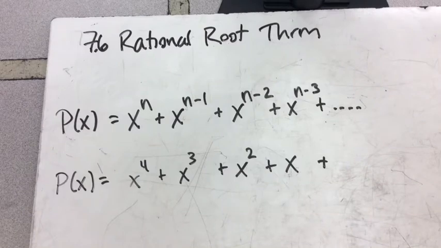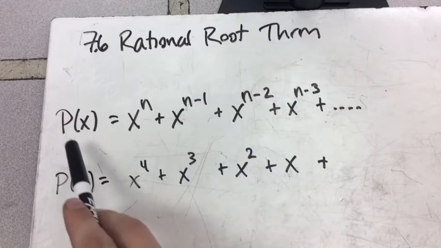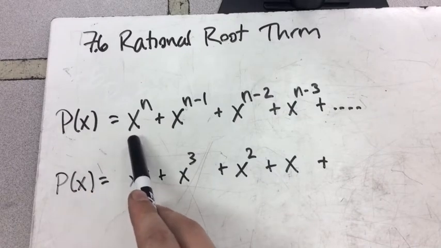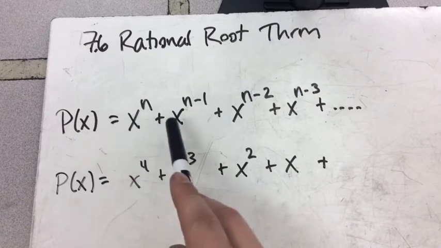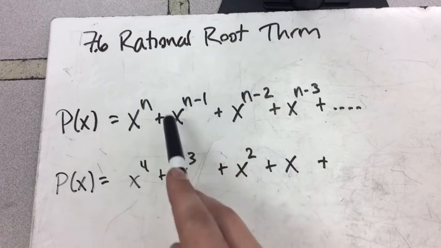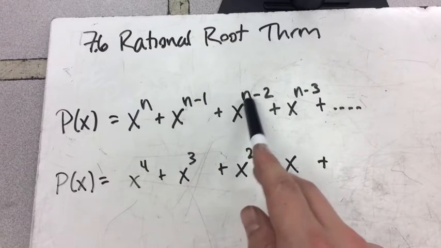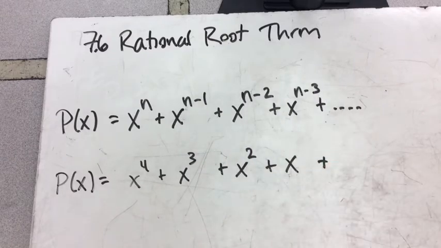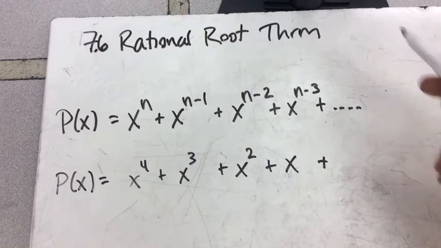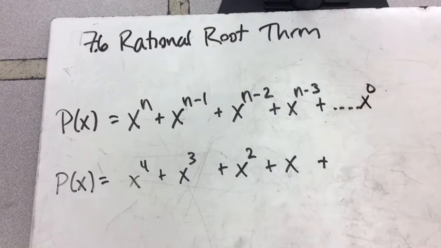Okay, so this is the second video for 7.6. This is called the rational root theorem. When we have these polynomial chains, typically they're set up in some order like this, in which we have the highest degree, and then the next term in the chain is the next degree minus 1, the next degree minus 2, then the next degree minus 3, and this goes on and so forth until we get to our x to the 0th term, which is just equal to 1, or our constant.